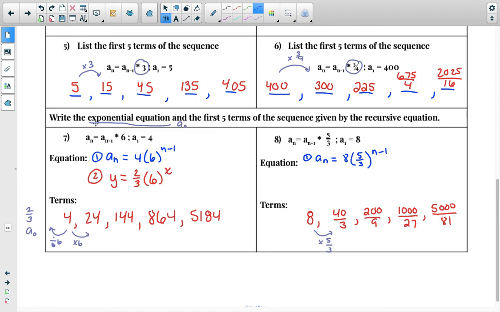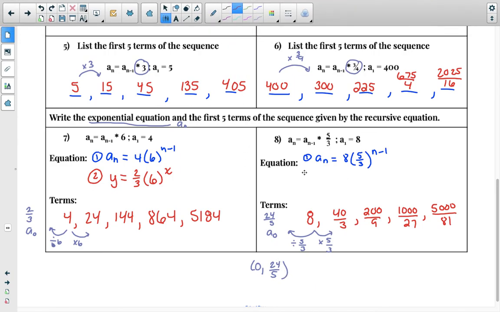Now to write our exponential equation, we need our a sub 0. So in order to get our a sub 0, we have to go backwards from our first term. If we multiply by 5/3, we're going to divide by 5/3. So 8 divided by 5/3 gives us 24/5. This would be the a sub 0. So the point 0, 24/5 would be our y-intercept.